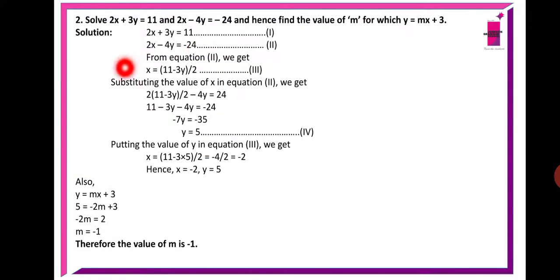In the first equation we are taking x in terms of y, x = (11 - 3y)/2. That all you are going to substitute in the second equation. You will get y = 5. Once you get y = 5, you can substitute in any one of the equations, you will get x = -2. So you are substituting x = -2 and y = 5 in the equation y = mx + 3, and you will get the m value as -1 after simplifying.